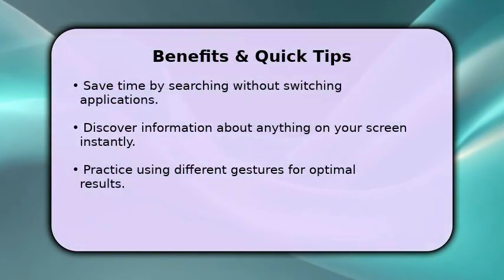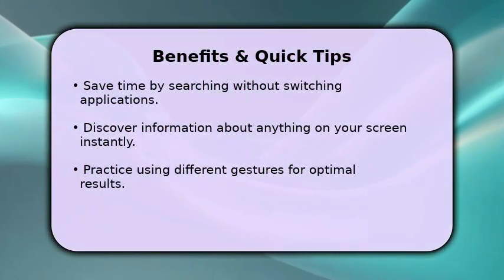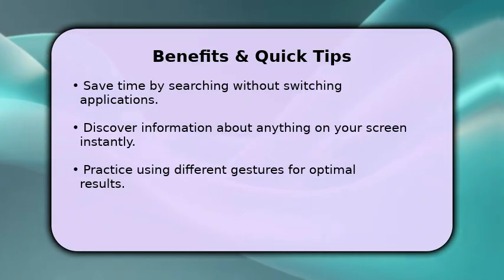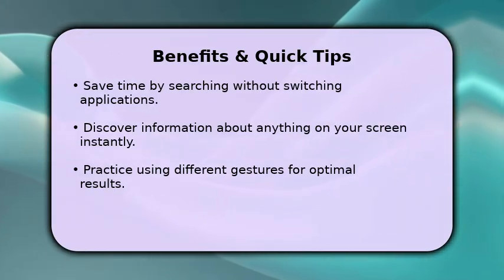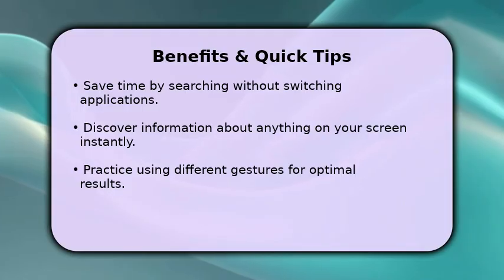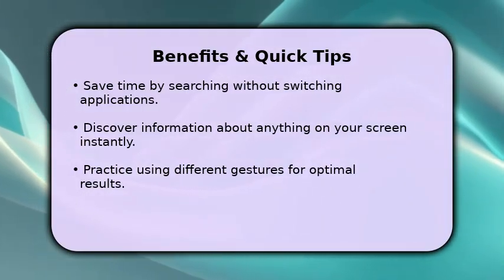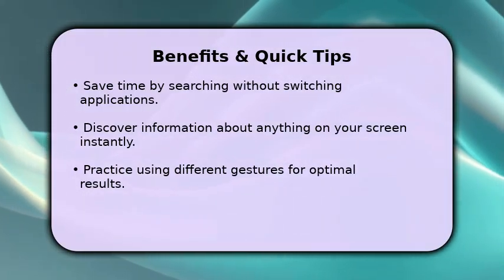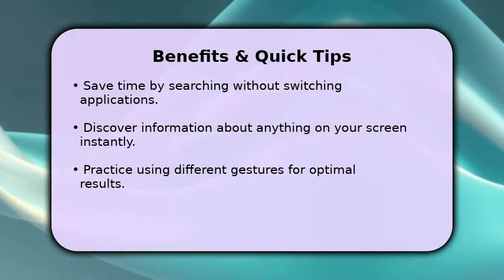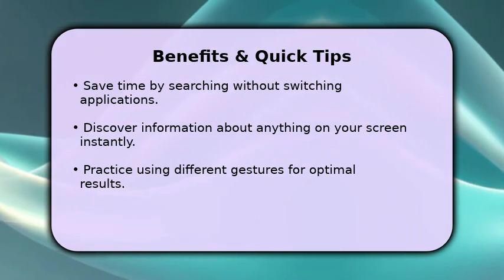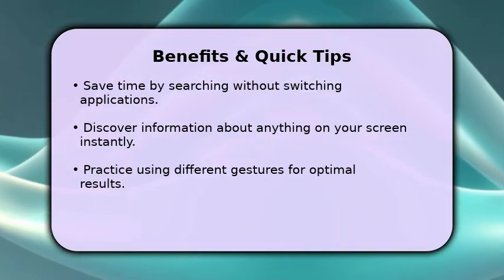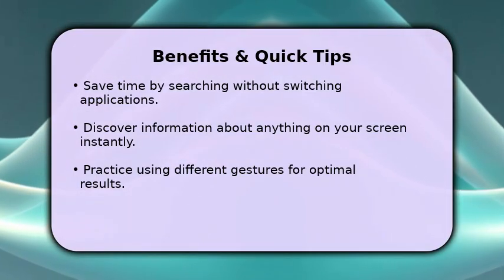Circle to Search offers significant benefits, primarily saving you valuable time by eliminating the need to switch between apps to find information. You can instantly discover details about anything visible on your screen, from products to places. A quick tip: experiment with different circling and highlighting gestures to find what works best for you, ensuring you get the most out of this intuitive feature.